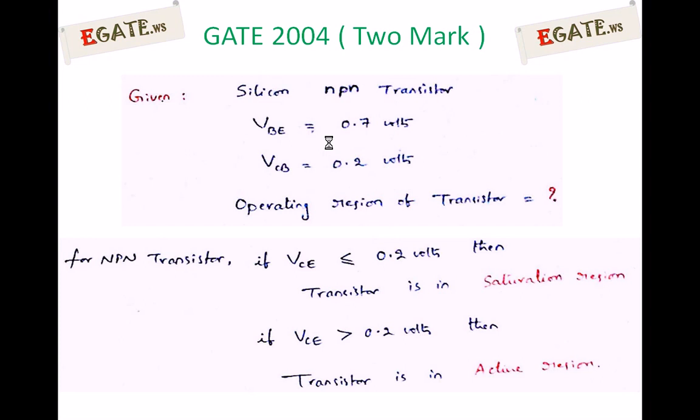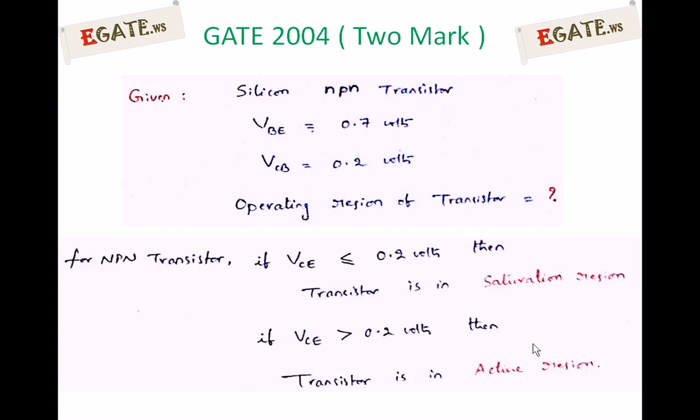But that is with respect to currents. In the question, no currents are involved, so here we should calculate with respect to voltages. With respect to voltages for an NPN transistor, this is the condition: if VCE is less than or equal to 0.2 volts, then the transistor is in saturation region. We remember VCE saturation for an NPN transistor is 0.2 volts. That is the maximum value under saturation. If you get that or lesser, the transistor will be in saturation. If VCE is greater than 0.2 volts, then the transistor is in active region.